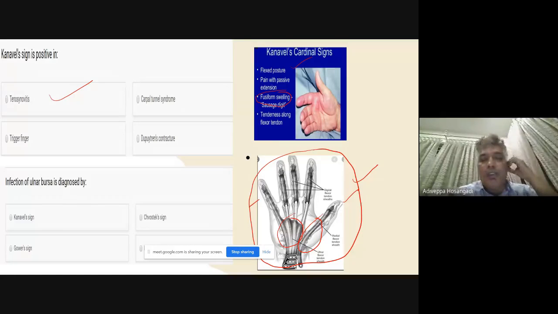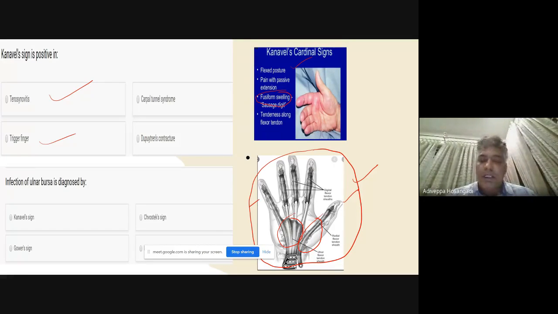Carpal tunnel syndrome is totally different. Dupuytren's contracture is different. Trigger finger is something different. I will try and highlight for you to understand what trigger finger is. In trigger finger you develop a nodule here, a nodule in a tendon. Whenever it gets inside because of the movement, the finger gets stuck. It releases by a passive extension, like the trigger of a gun or a rifle. That is a trigger finger.